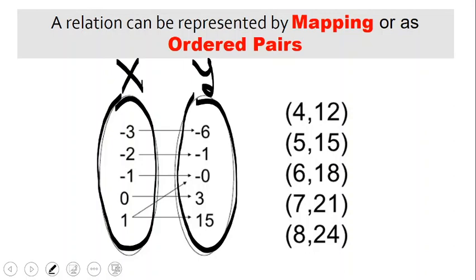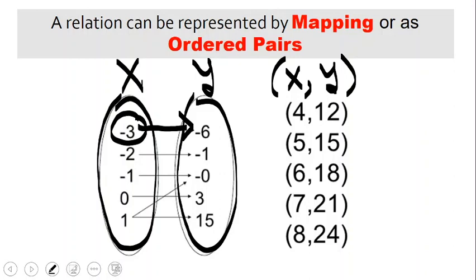In the same way, for ordered pairs, the first value of the ordered pair represents the input, while the second value represents the output y. For the maps, you see that the arrows also represent how the pairs relate to one another. In this case, this -3 input takes the output of -6.